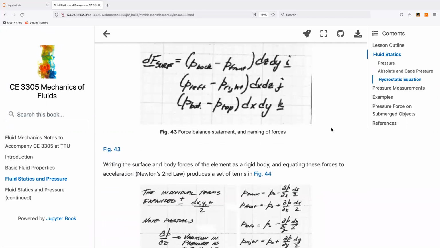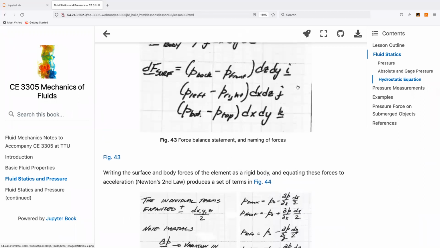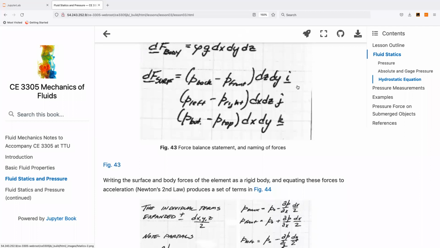And now we'll look at the surface forces. There are 6 surface forces, but 3 directions. We have the X, Y, and Z, which we're calling I, J, and K, which is easy as A, B, and C, which is easy as 1, 2, 3.